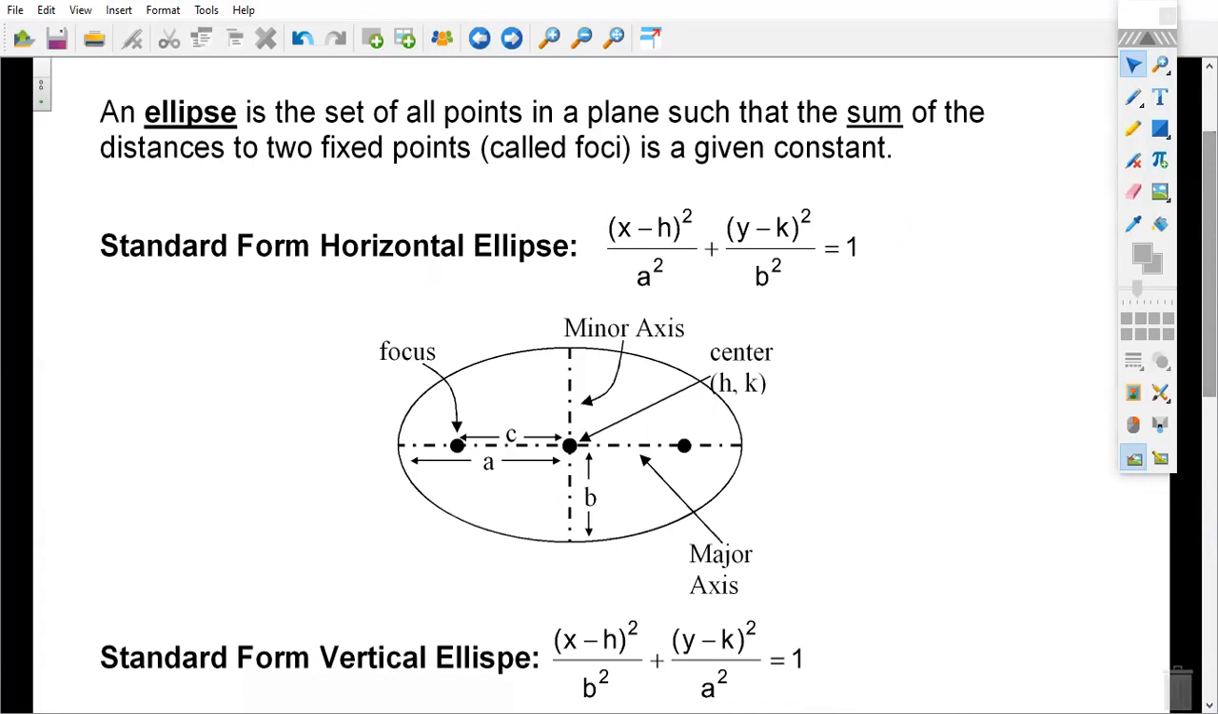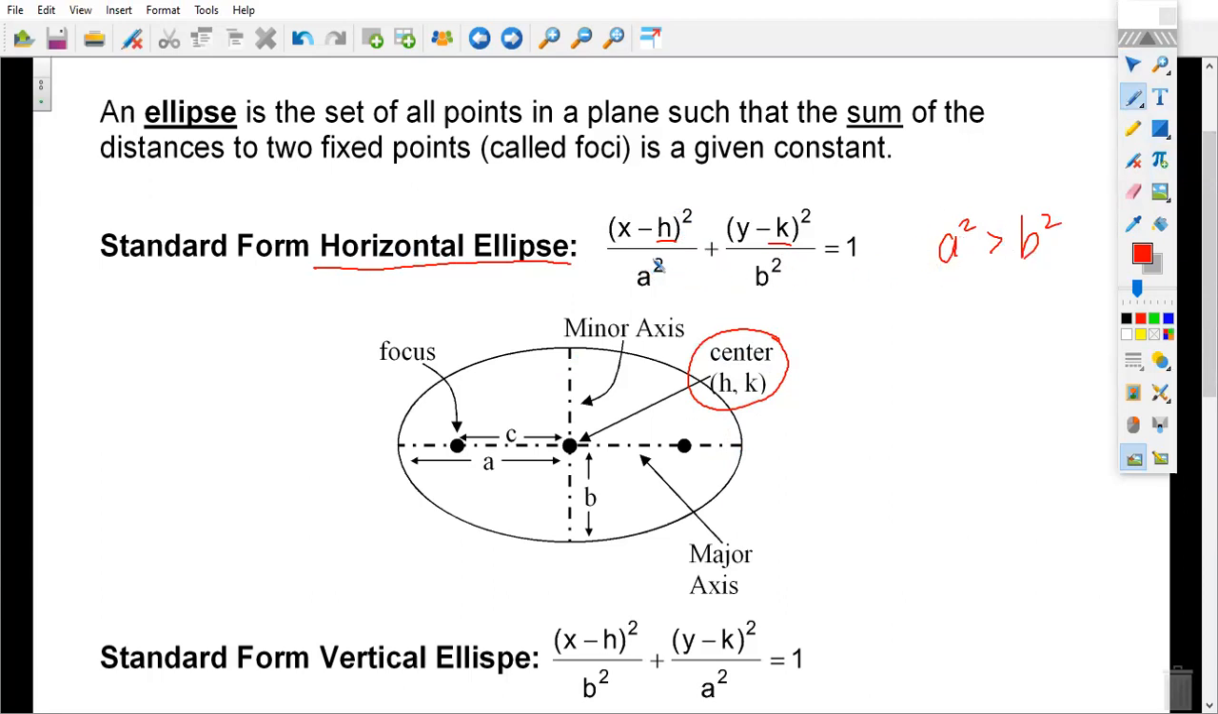It's given a constant. So standard form. So your standard form for a horizontal ellipse. So we're going to start with, first thing first, your H and your K are still the center of your ellipse. The next thing we're going to point out is that your A squared is going to be bigger than your B squared.